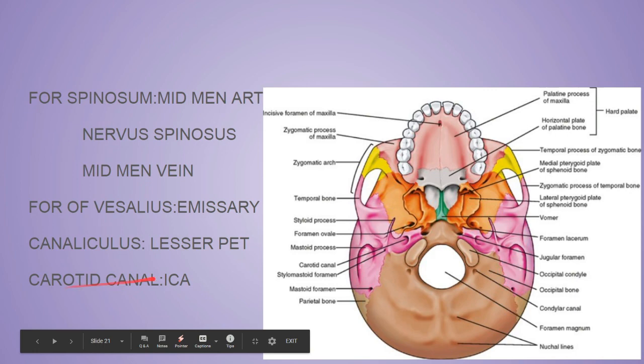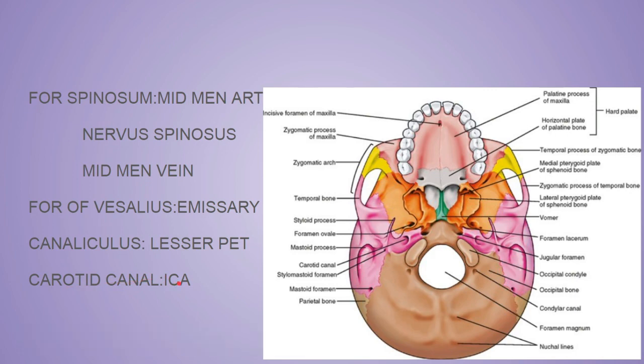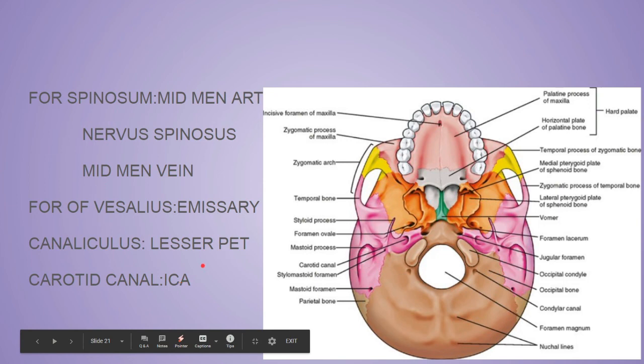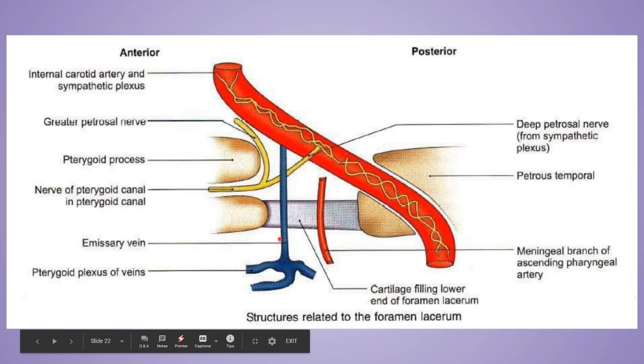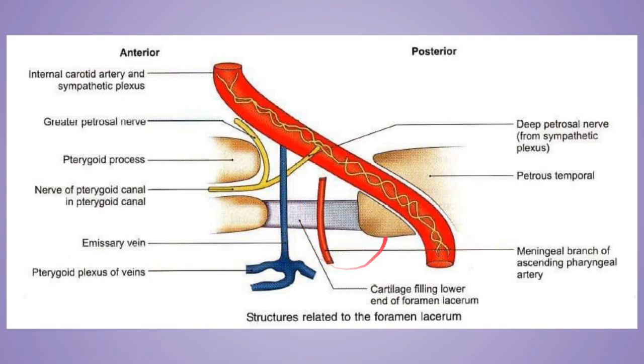Now the carotid canal mainly transmits the internal carotid artery and the venous and sympathetic plexus around the artery. Now this is the foramen lacerum. During life, the lower part of the foramen is filled with cartilage. As you can see, this is the cartilage. It's filled with the cartilage only.